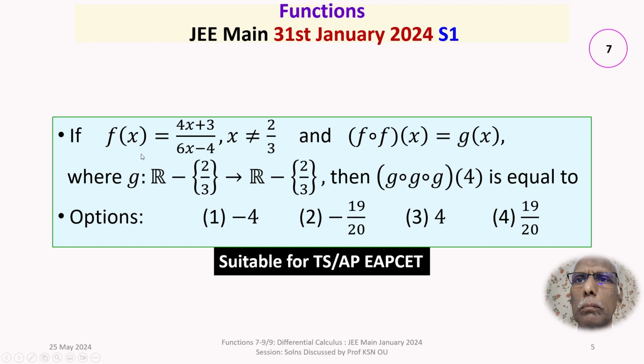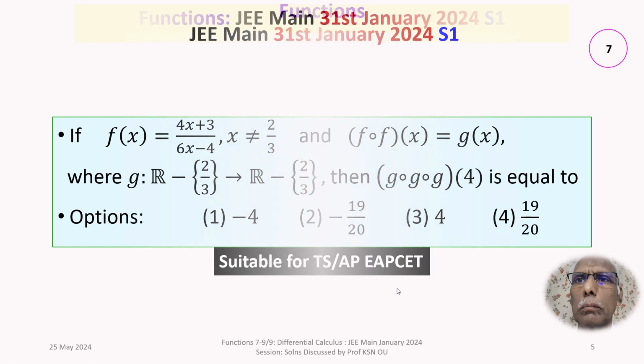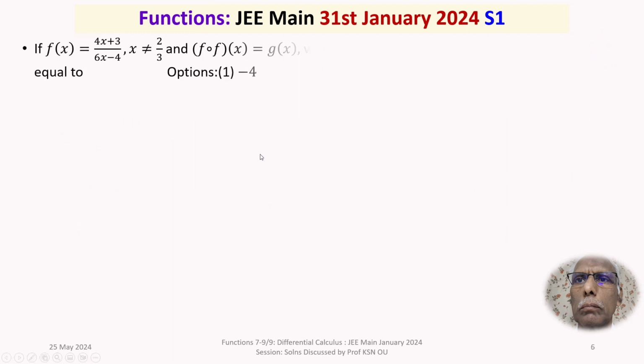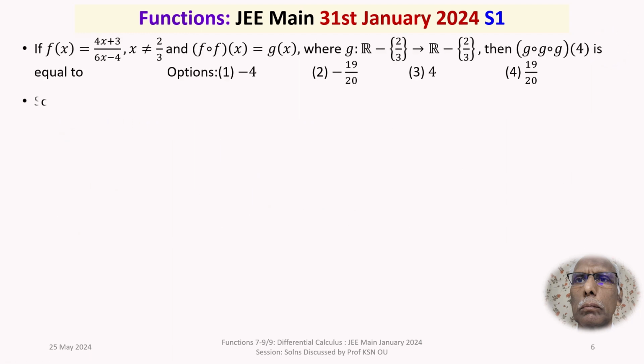We are given a function f and another function g is defined as f compose f, and we are required to find the value of g compose g of 4 from the given 4 options. This is a very simple question and it is suitable for TS Telangana State and Andhra Pradesh State EAP CET examination also. Let's now discuss the solution of this problem in detail.